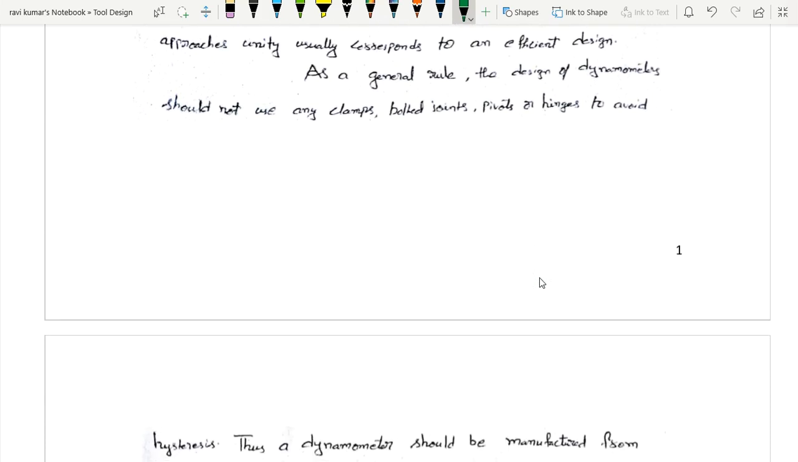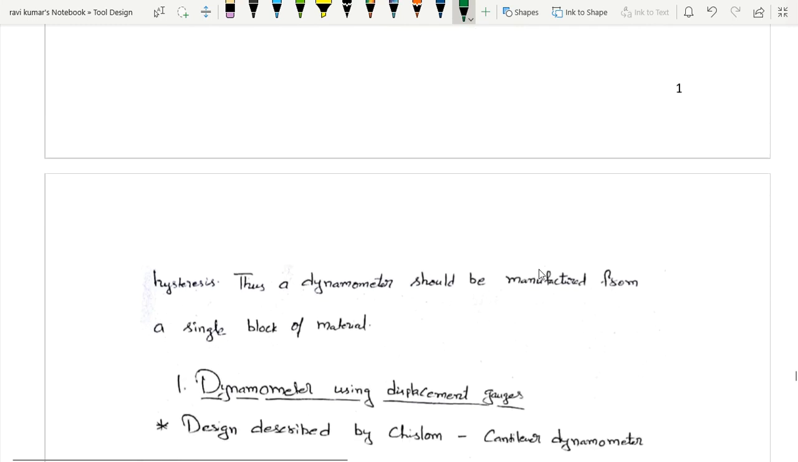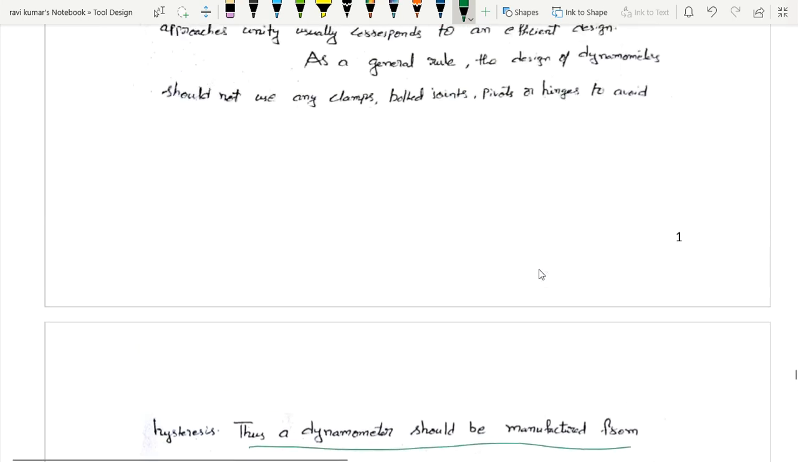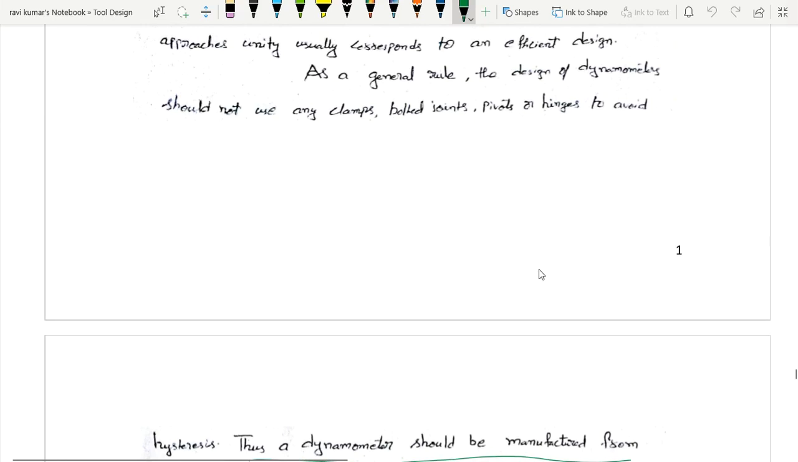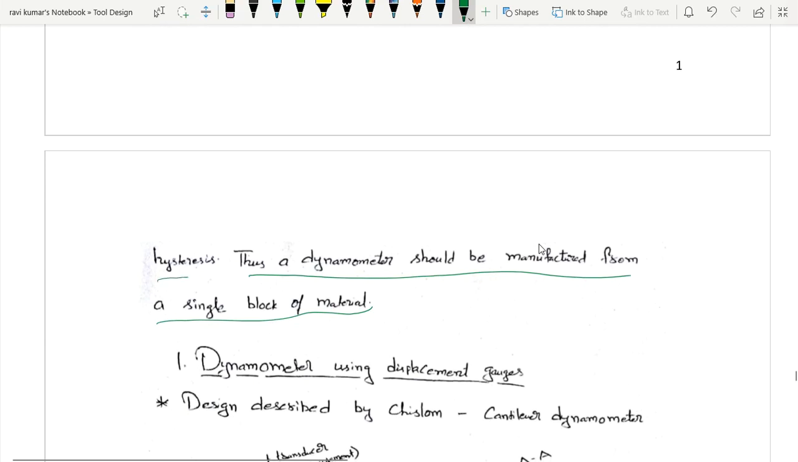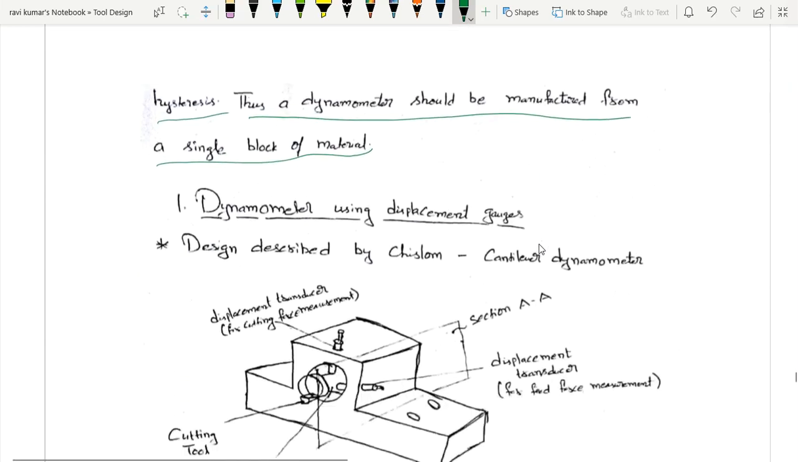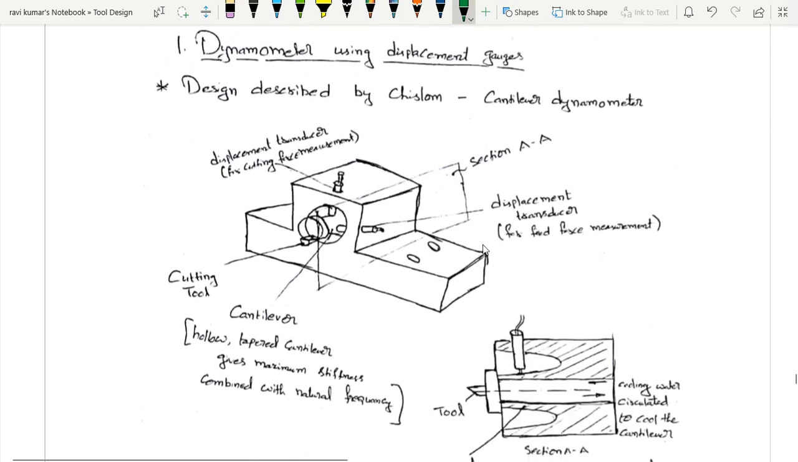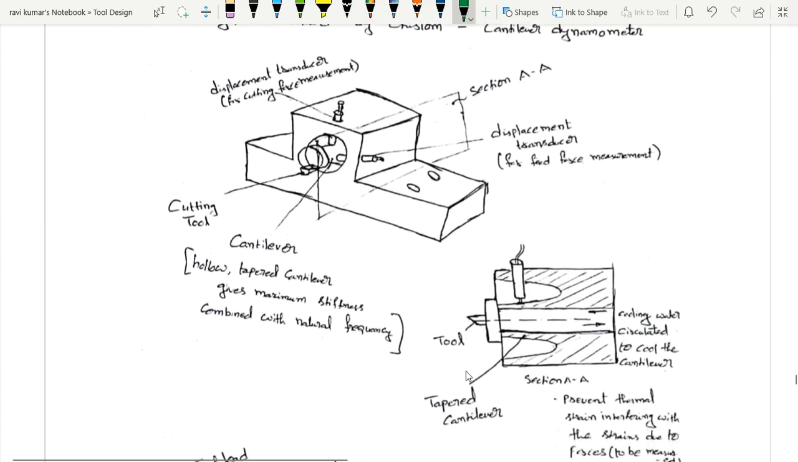So another point regarding the design of these dynamometers, I should find that the dynamometer should be manufactured from a single block of material instead of having rivets, joints, weldments, right? So this is done to avoid hysteresis. Why should hinges, pivots and such not be there? Because I want to avoid this hysteresis, right? Next, when I talk about these dynamometers, there are various types. Say a cantilever dynamometer, which we see in this diagram.